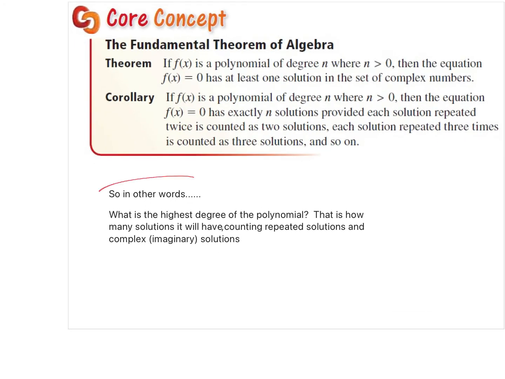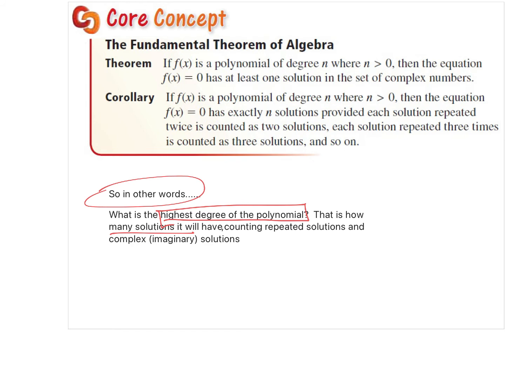Basically, in nice, simple words, the highest degree of the polynomial, keeping in mind we're in standard form now, tells you how many solutions it will have. So we are no longer in factored form, we are in standard form, which means you'd have an x to the fourth, x to the third, x to the second, x to the first, and so on. And you would look at whatever the highest degree is.